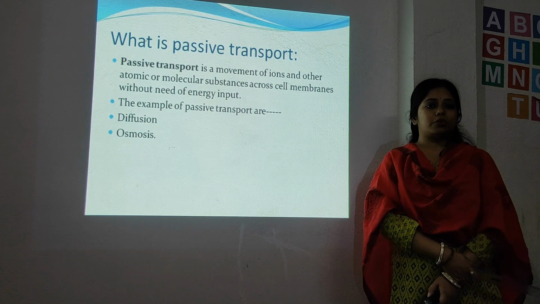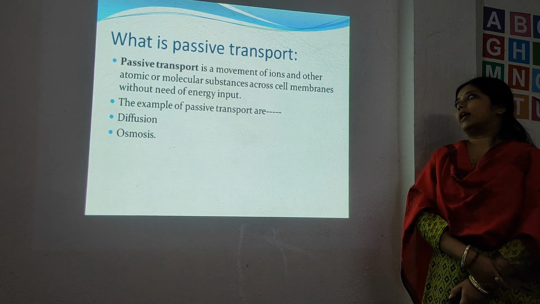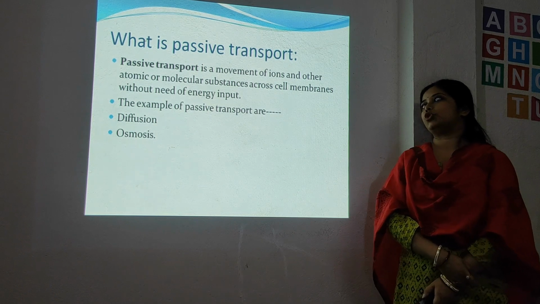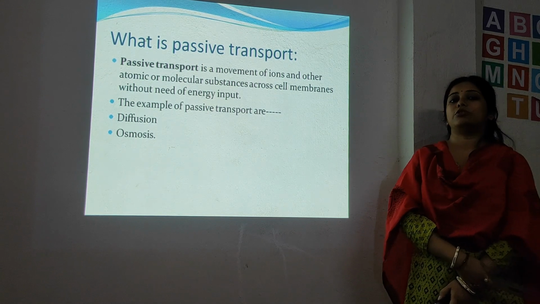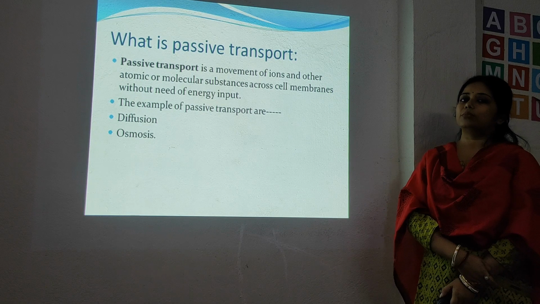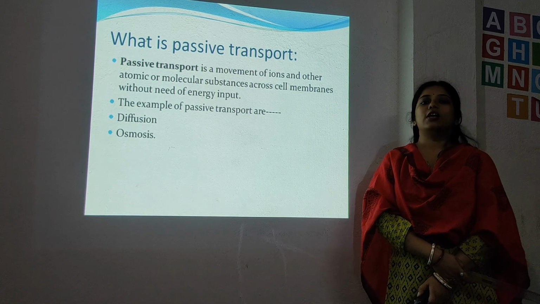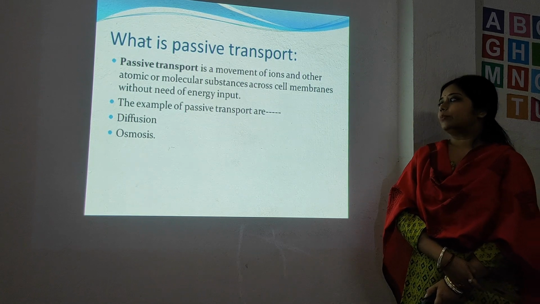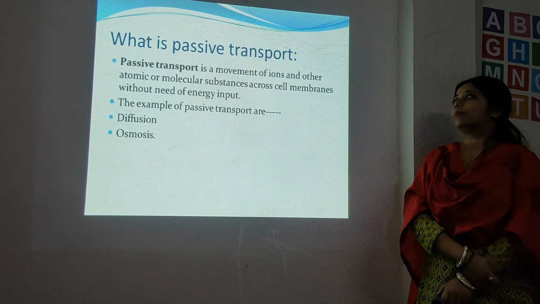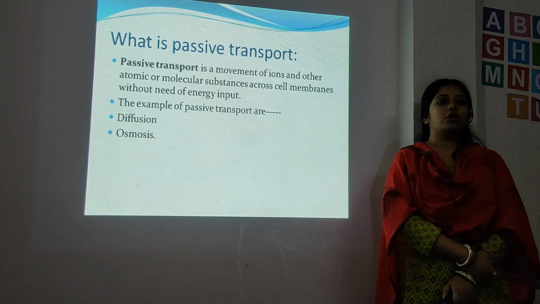What is the passive transport process? It is the movement of ions and other atomic or molecular substances across a cell membrane without the need of energy input, or without expenditure of any energy. So in this process, the ions, atoms or molecules of different substances move across the cell membrane without any energy. It is of two types: diffusion and osmosis. These are the two important types of passive transport. In both processes, the cellular energy is not used.